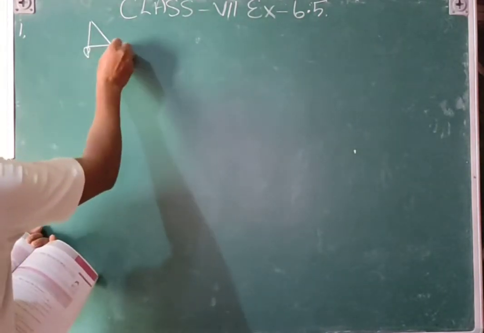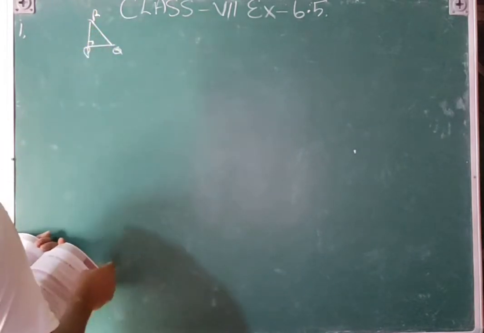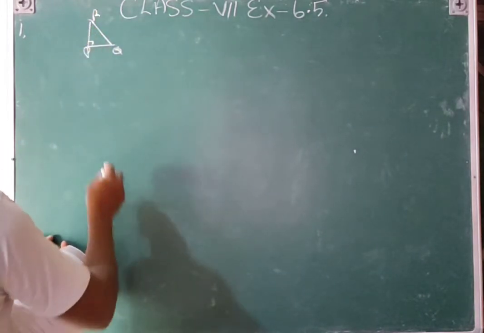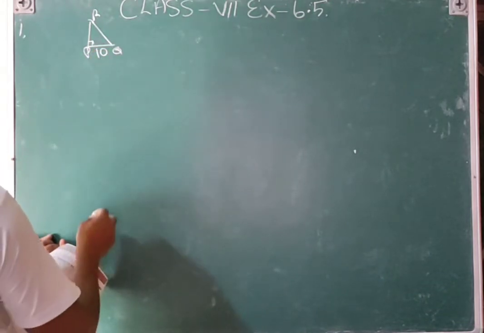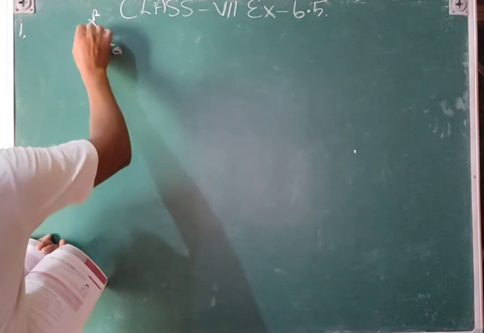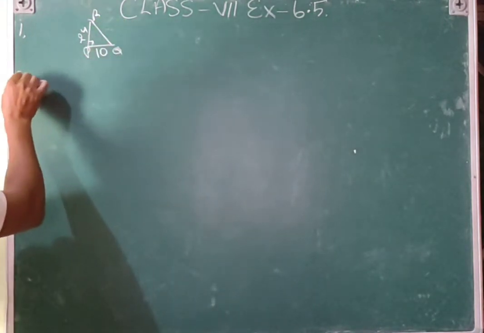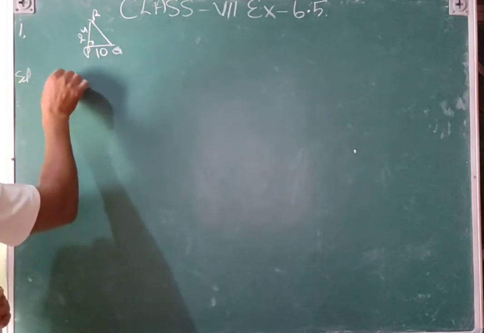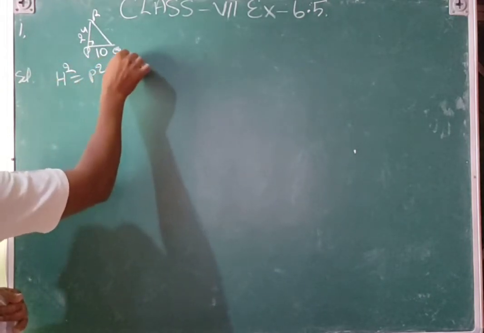P, Q, R. This is the 90 degree angle, and given that PQ is equal to 10 centimeter, and PR is equal to 24 centimeter. So we need to find this one. So that is the Pythagoras theorem: H square is equal to P square plus B square.